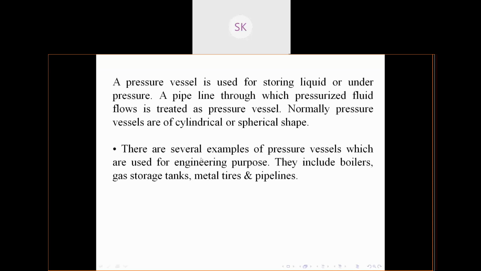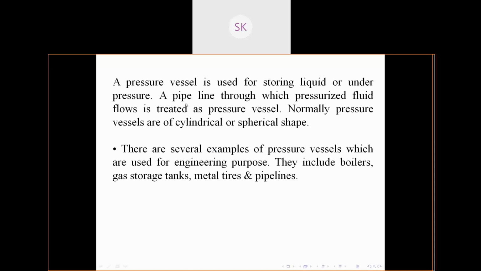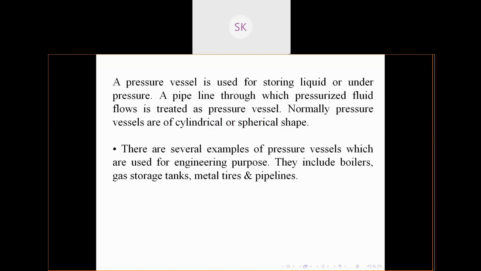So basically, thick and thin cylinders you have seen in your day-to-day life. These are also called pressure vessels. A pressure vessel is used for storing liquids or gases under pressure. You can take the example of a pipeline through which pressurized fluid flows, which is treated as a pressure vessel. You have seen big pipelines, then LPG gas. Generally these thick and thin cylinders are termed pressure vessels because the liquid and gas in that cylinder give pressure to its walls.